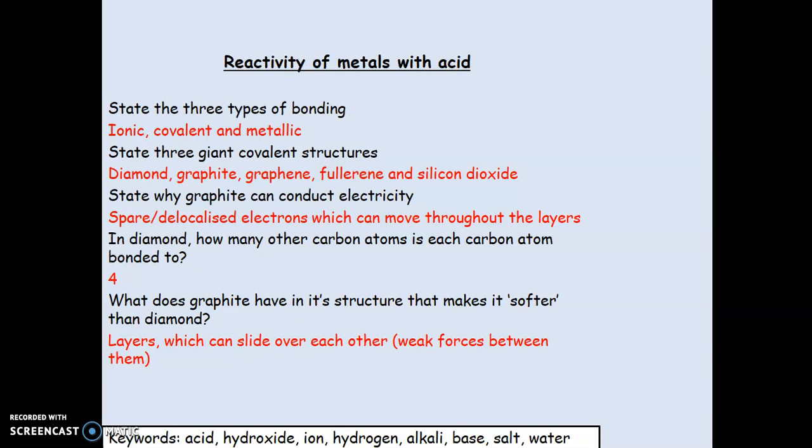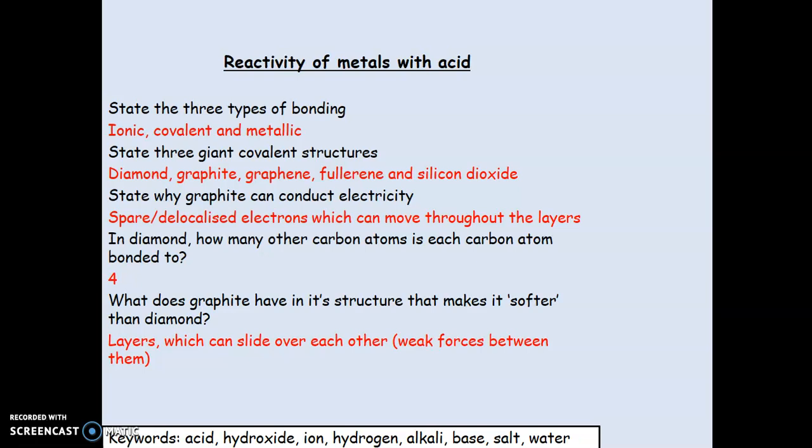3 giant covalent structures. It did only ask you for 2, but you could possibly name 3. The 2 we've looked at previously were diamond and graphite. You will probably also have looked at silicon dioxide. You may or may not have looked at graphene and fullerene yet, but we will get to those. State why graphite can conduct electricity: because it has spare or delocalized electrons which can move through the layers carrying electrical charge, because each carbon atom is not fully bonded.